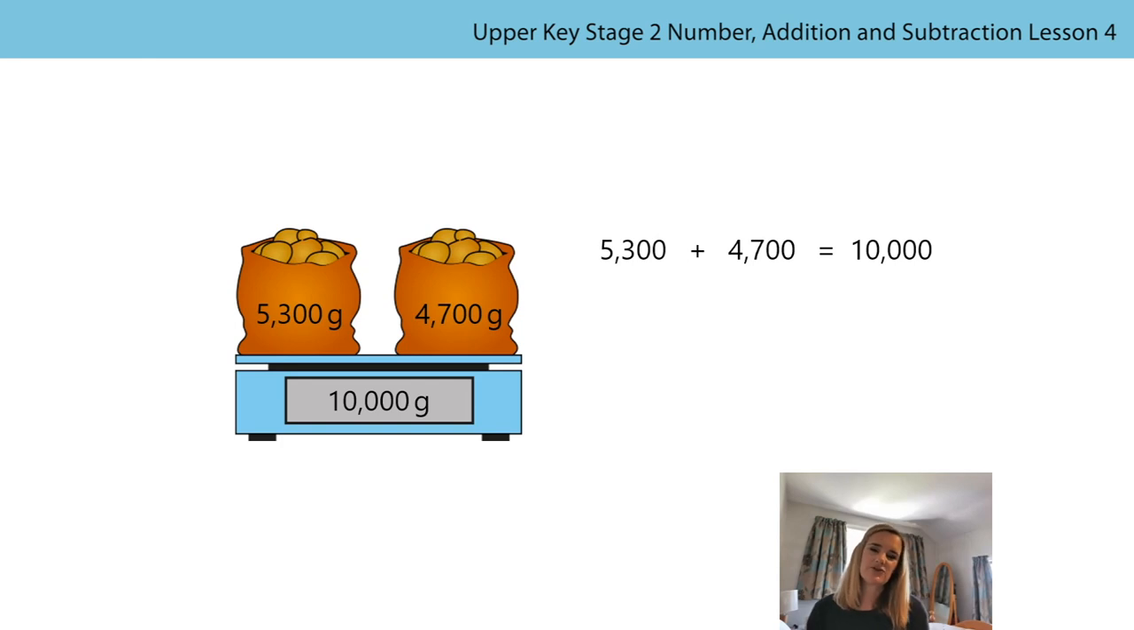It's quite a straightforward calculation, isn't it? Because you can spot that number bond of the 300 and the 700 making that extra 1,000 to give us 10,000 altogether.